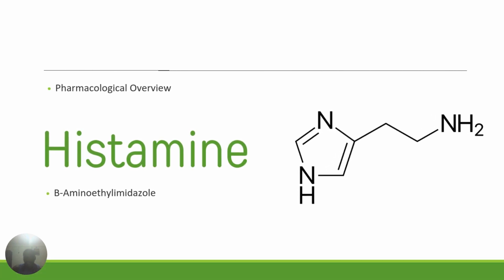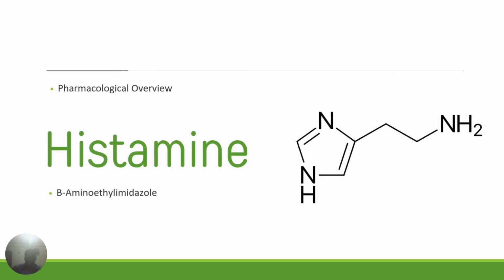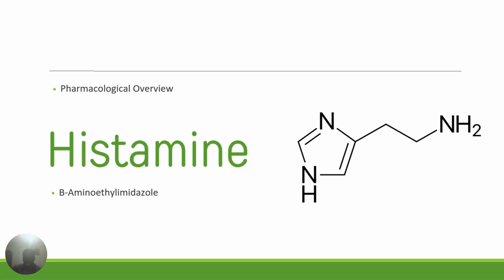Today, we're going to look at histamine. What we're going to study here is a pharmacological overview of histamine. Pharmacological overview means that you state the example, which is histamine itself, as we've seen here in this slide, with the structure of histamine and the chemical name, which is beta-aminoethyl imidazole. As well, we will look at indications.